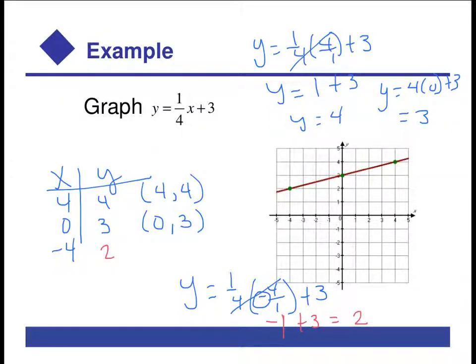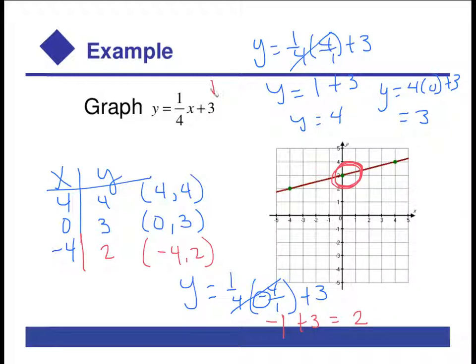So our other graph point over here is (-4, 2). And our graph has already been graphed for us. Made it a little easier. We didn't have to draw the line. Now notice where it crosses the y-axis right here. It crosses at 3. That is the y-intercept. That is where it crosses the y-axis.